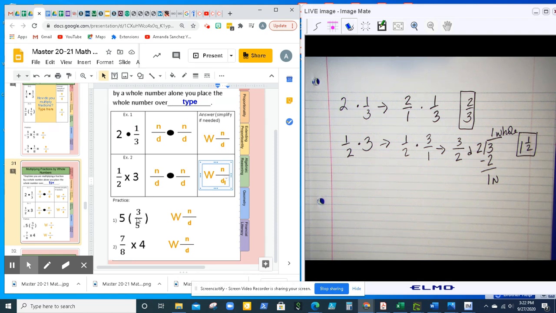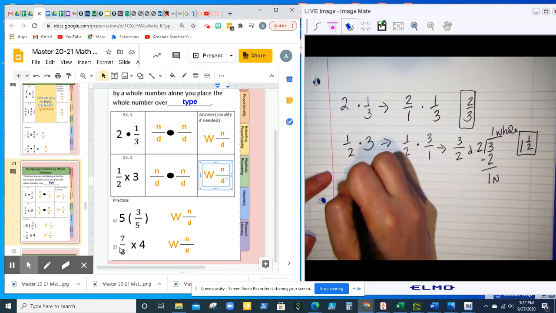So now if we look at this next one, you look at the second factor. If the second factor is bigger than 1, it's going to increase. So this second factor is not bigger than 1. So our answer is going to decrease. It's going to be less than 5. So now if we look at this one, the whole number is 4. It's bigger than 1. It's going to be bigger than 7/8. Our answer will be bigger than 7/8.